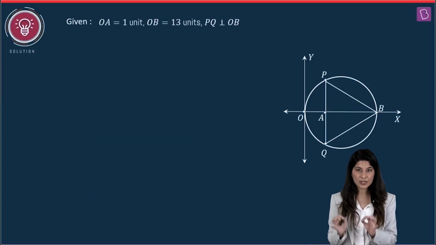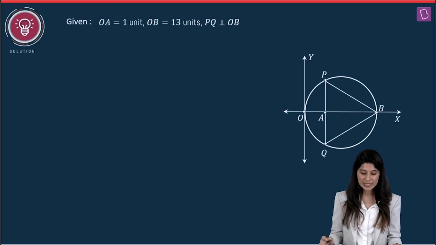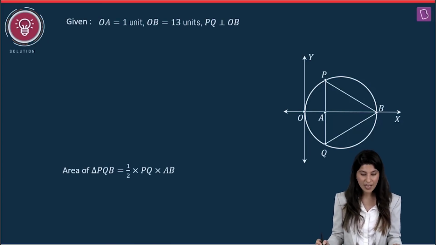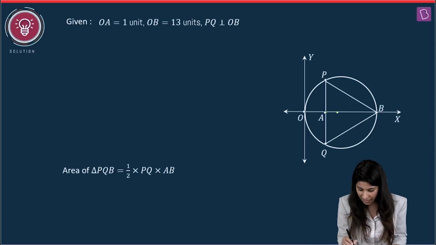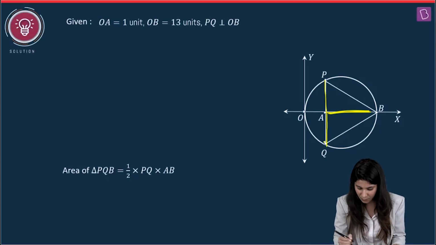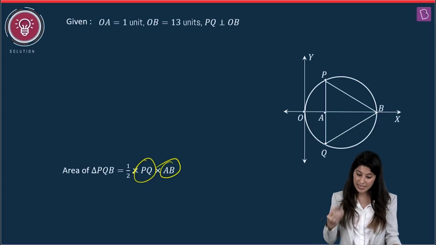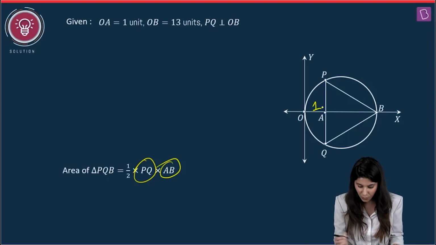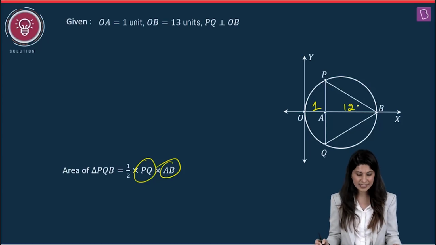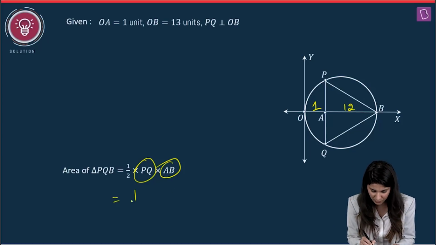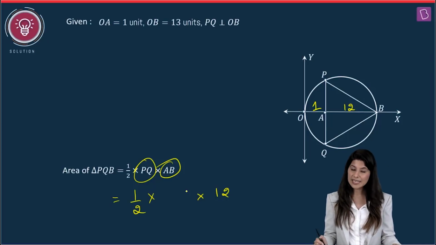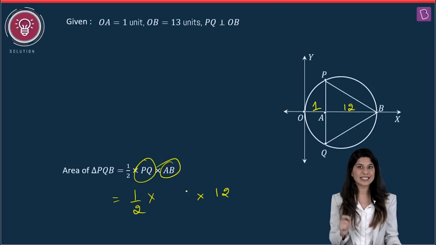If I talk about this triangle PQB, the area of this triangle would be nothing but half into base into height. Here height would be AB and base would be PQ. The whole question is all about getting PQ and AB. AB we have already got. OA is 1, AB is 12, isn't it? So area would be half into 12 into PQ, right? So now the question is about chasing PQ.